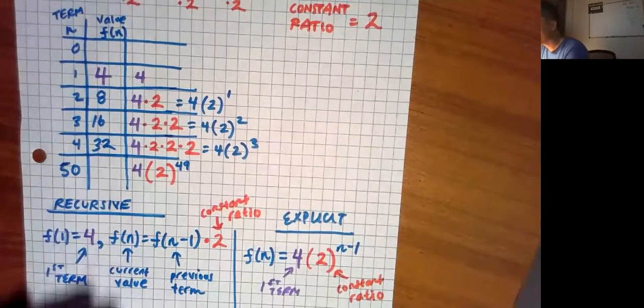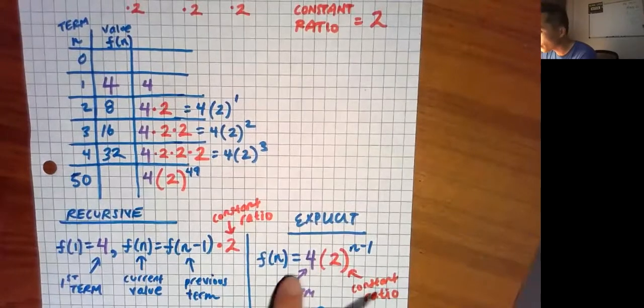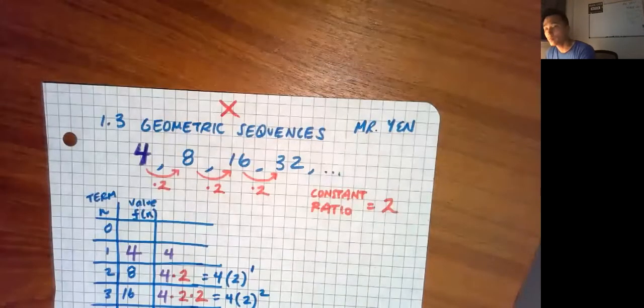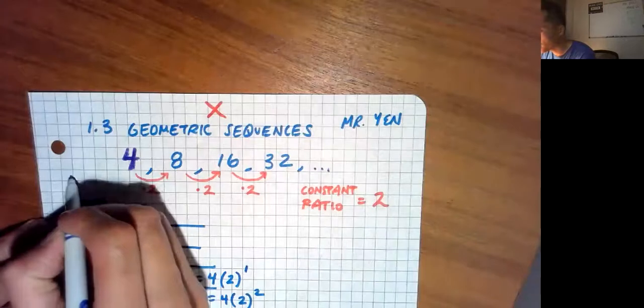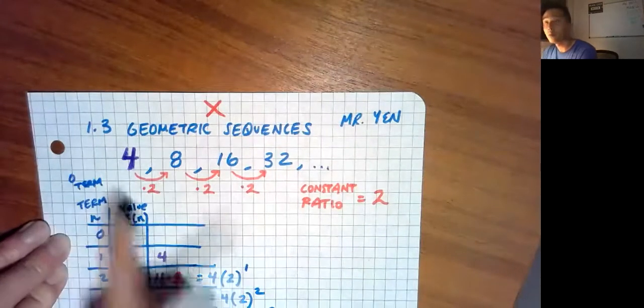Okay. Last thing that I want to show you is another way that you can write the explicit function. We have the first term of 4, right? Now, what if we used the 0 term instead? Let's go back here. 4 is the first term. Now, what if we wanted to go backwards and figure out if there was a 0 term? What would it be?